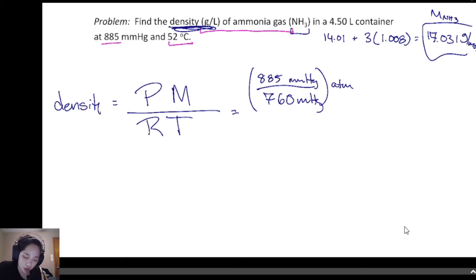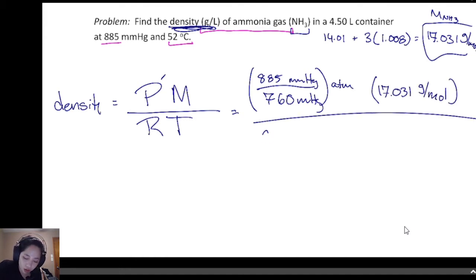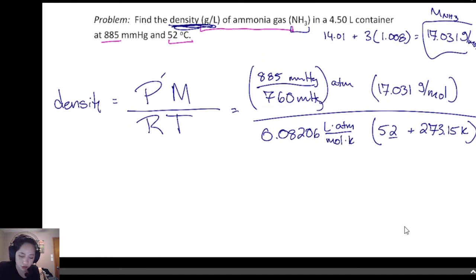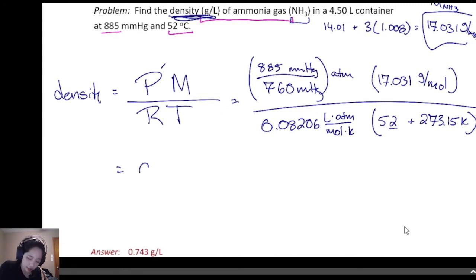NH3. Okay, so I have pressure here. Now I need my molar mass, which is our 17.031 grams per mole, over R, which is 0.08206 liter atm over mole K, times our temperature. So what is this? 52 degrees Celsius plus 273.15, and that's in Kelvin. All right, so just stick that into your calculator, and you should get 0.743 grams per liter.